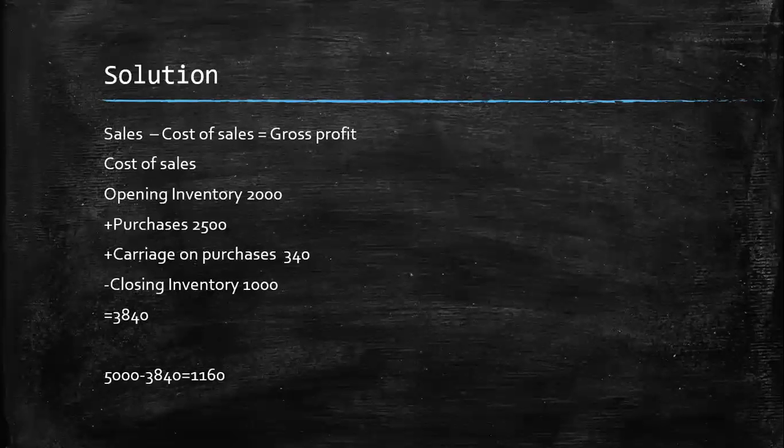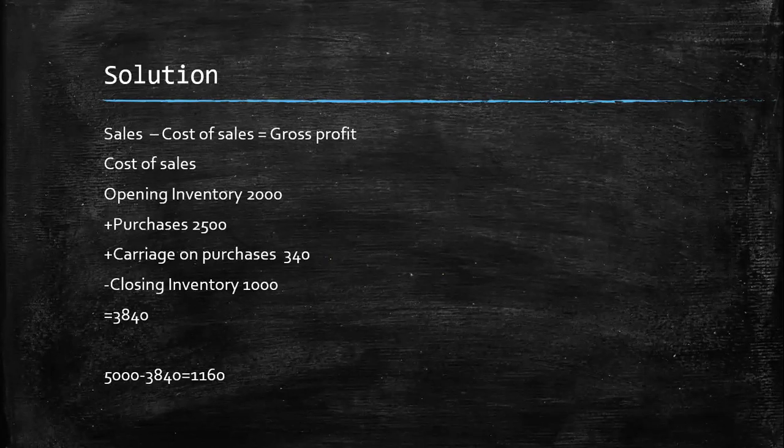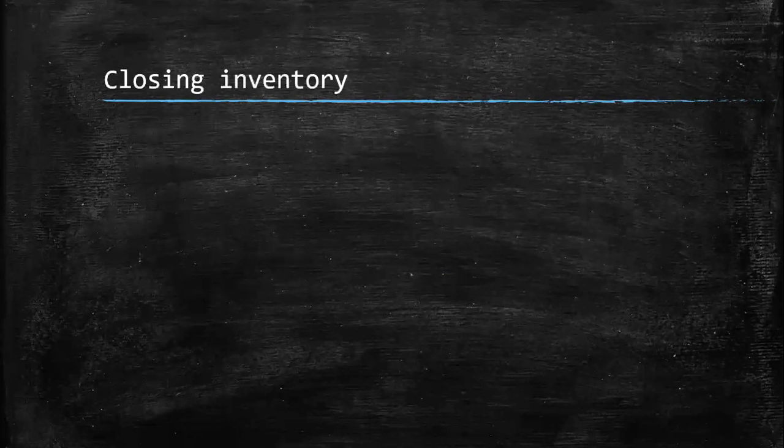Why? Because cost of sales is an expense. So by deducting the closing inventory, it simply means you are reducing your expense. So when you reduce your expense, your profit increases. 1,000 was subtracted here, and the cost of sales amounted to 3,840. The profit increased. The profit was 1,160.